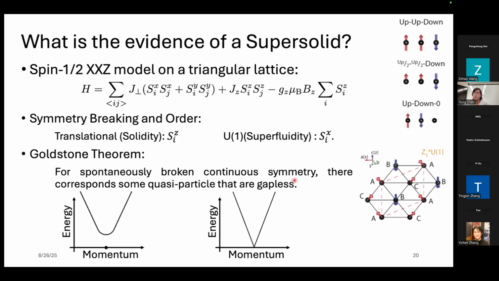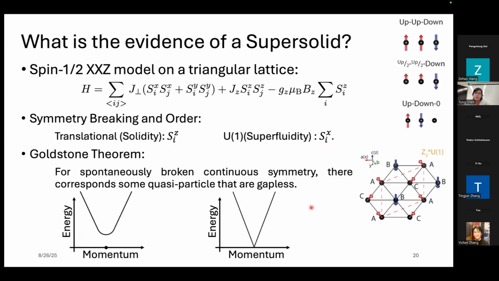Okay. But basically, for supersolids, that breaks these two symmetries, and what we are expecting for the high field supersolid phase should be the same: a gapless Goldstone mode, and also the static moment should have both z-axis and in-plane components, right?